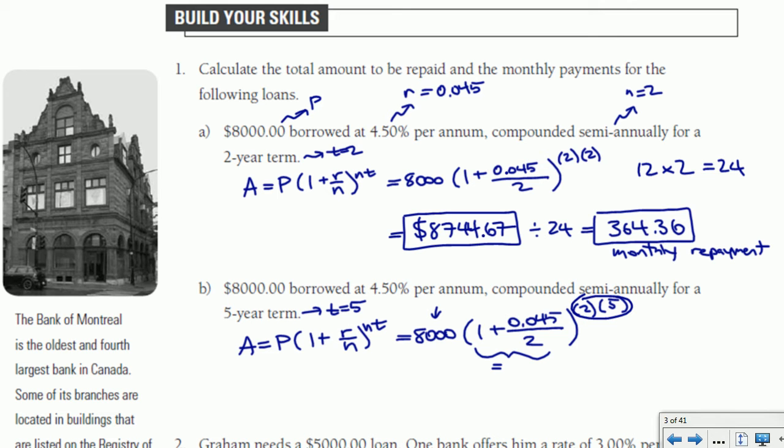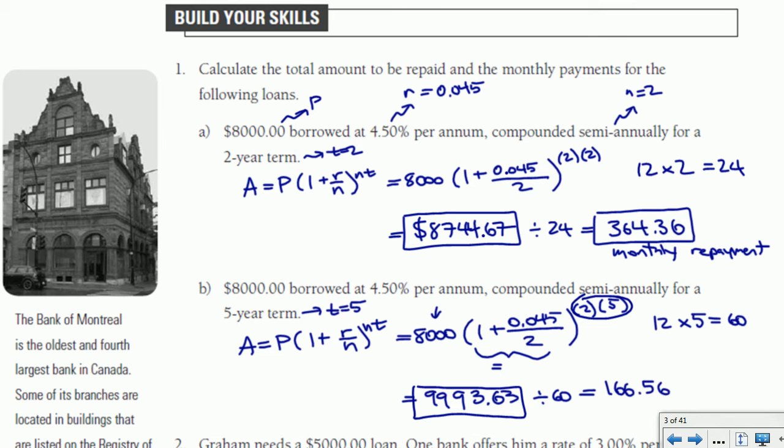So the amount to repay on this loan is $9,993.63. And if we're repaying that over a 5-year term, 12 months per year times 5 years gives us 60 months. So we need to divide the amount to repay by 60, and that gives us a monthly repayment of $166.56.